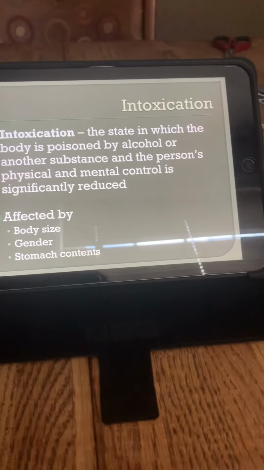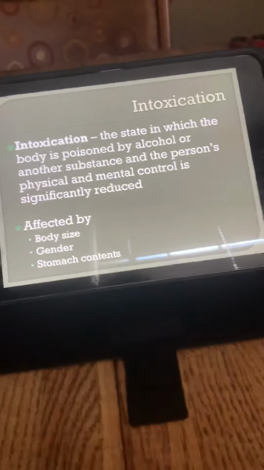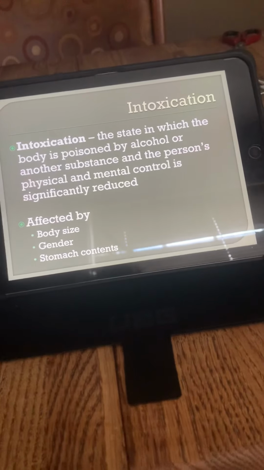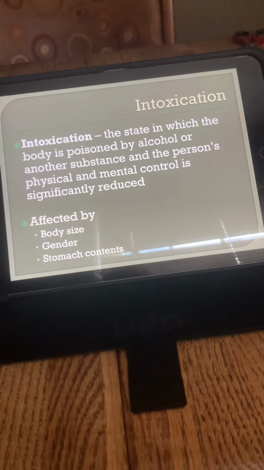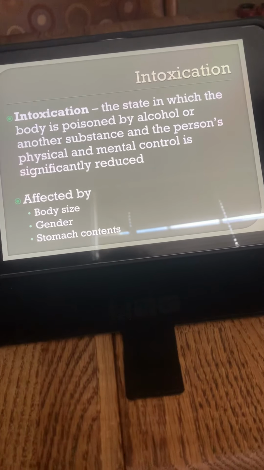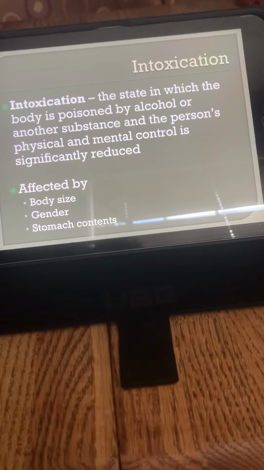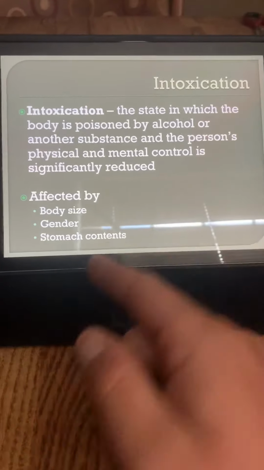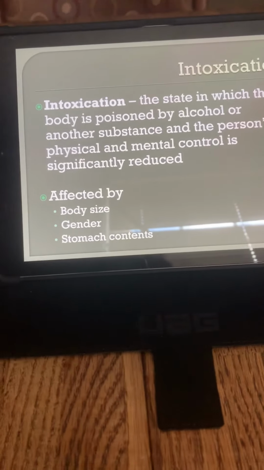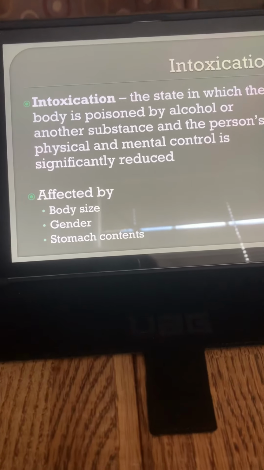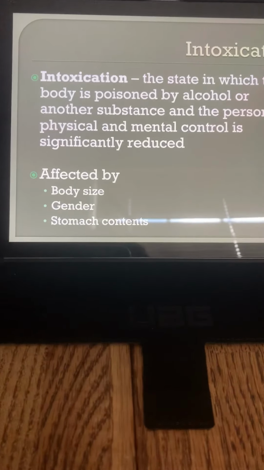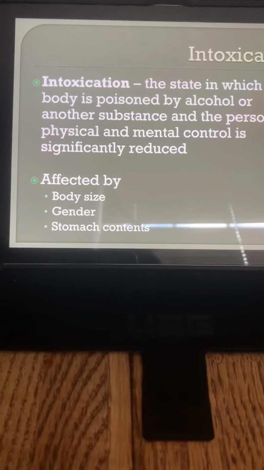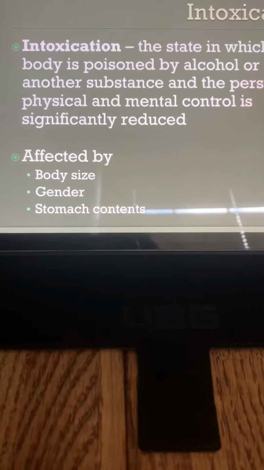Here's intoxication. What is intoxication? Intoxication is a state in which the body is poisoned by alcohol or another substance and the person's physical and mental control is significantly reduced. And here are some different things that can affect it, like body size, gender, and stomach contents. Alcohol will affect you differently based on these things.